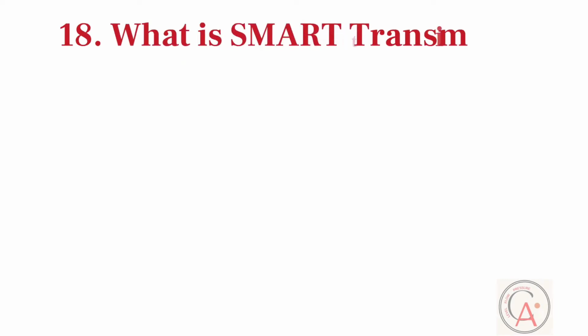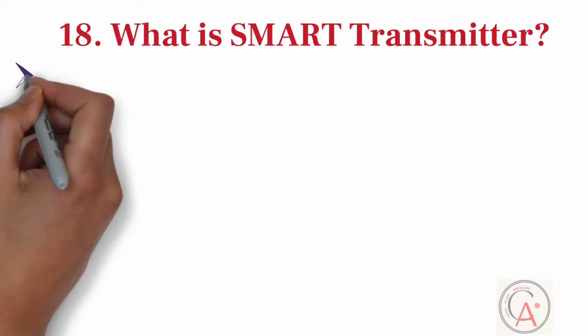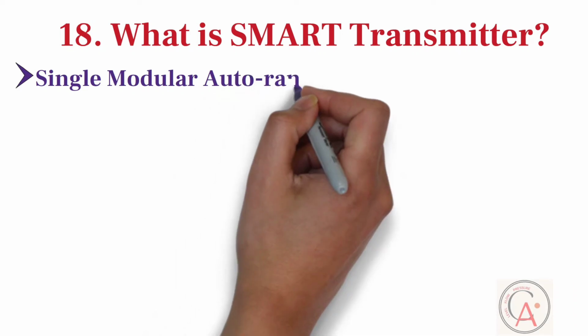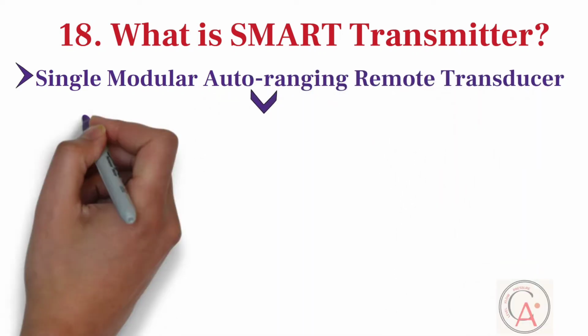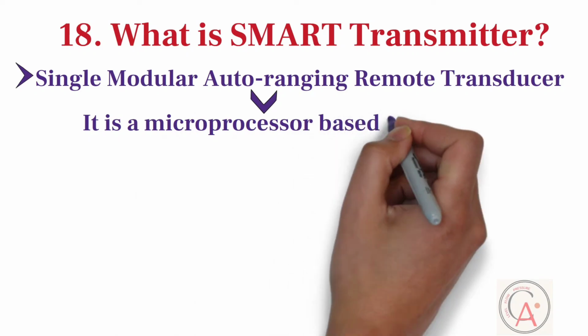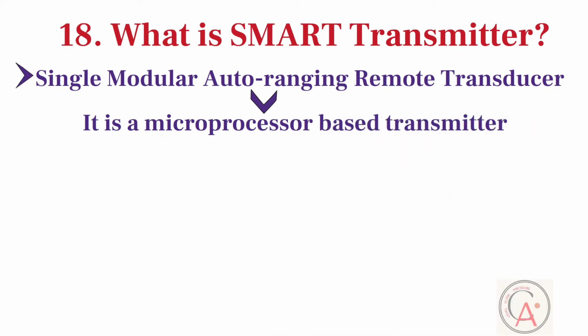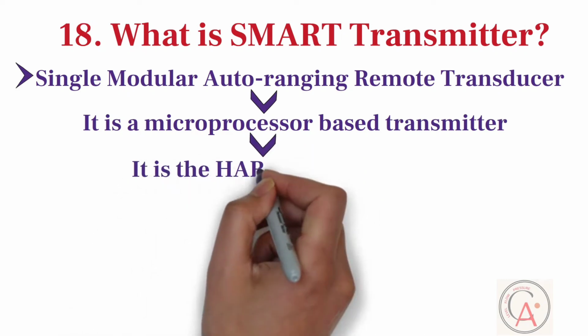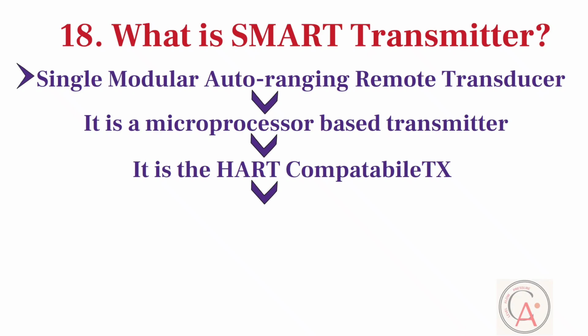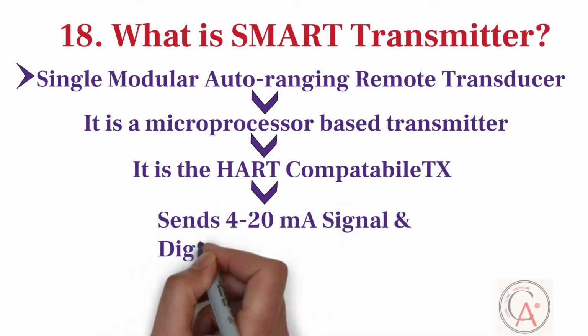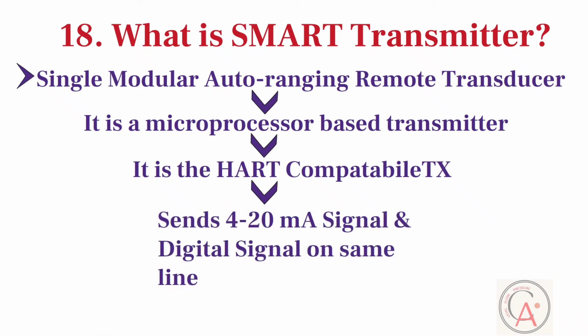Next question is, what is smart transmitter? Single modular auto-ranging remote transducer is known as smart transmitter. A smart transmitter is a microprocessor-based transmitter, and it is the core of the electronics in a device. A smart transmitter is known for its HART compatibility, and it has the capability to send 4 to 20 mA signal and digital signal on the same line.